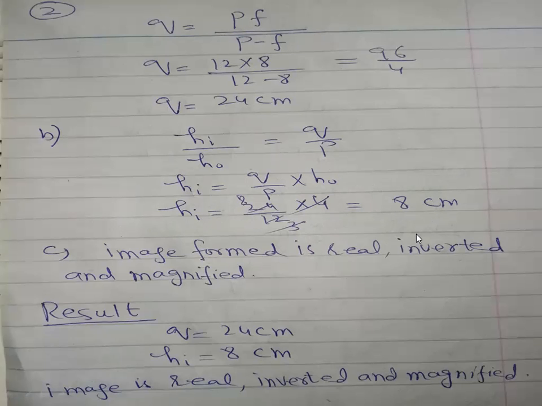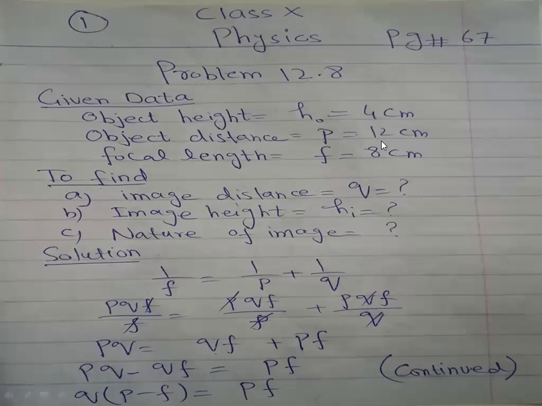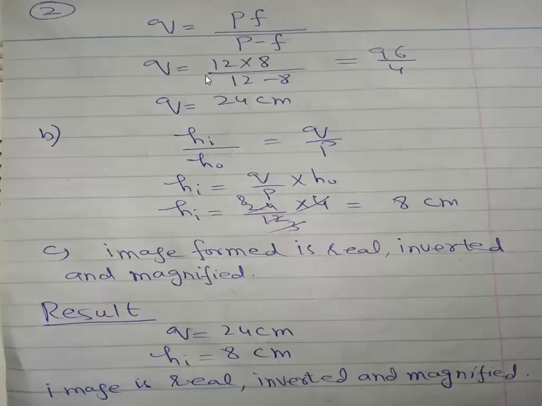The image formed is real, inverted, and magnified. Why I'm saying magnified: you can see the object distance is 12 centimeters, but Q, the image distance, is 24 centimeters. It is greater than the value of P, so it is a magnified image. And since Q is positive, it is real. So a real, inverted, and magnified image will be formed. My result is Q is 24 centimeters and HI is 8 centimeters, and the nature of the image is real, inverted, and magnified.